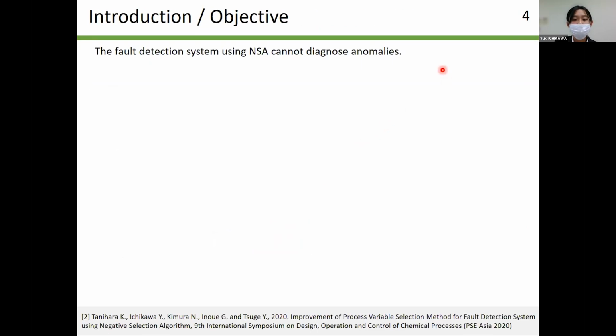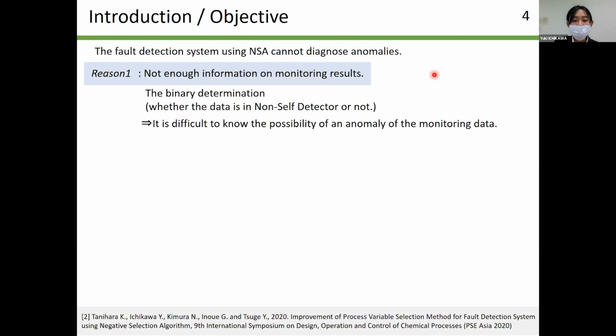This fault detection system using NSA cannot diagnose anomalies. There are two reasons for this. The first is that there is not enough information in the monitoring results. It makes a binary judgment as to whether the data is in a non-self detector or not. Therefore, it is difficult to know the possibility of anomaly of the monitoring data.